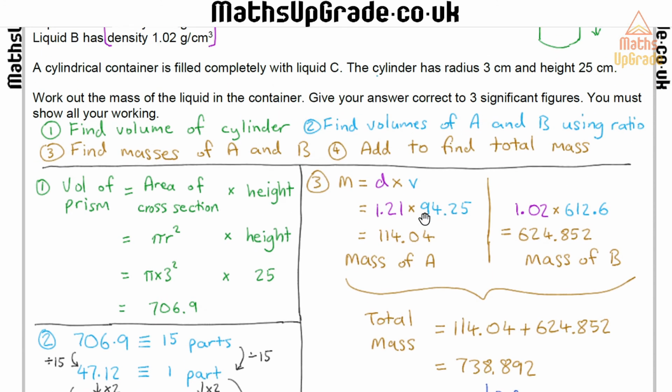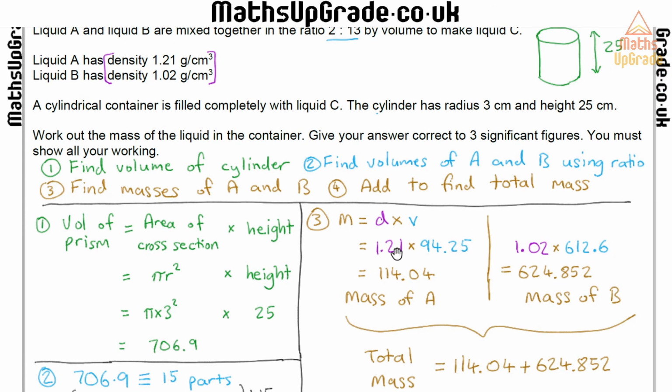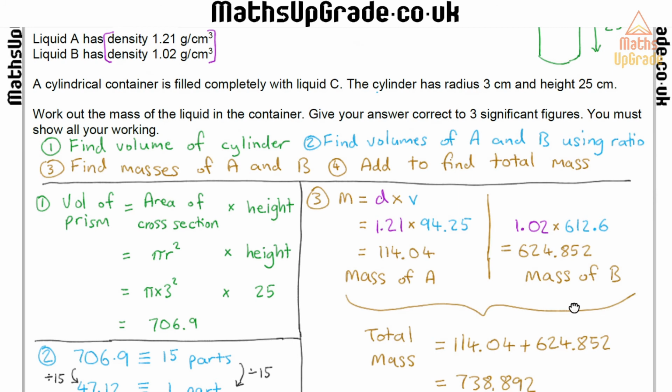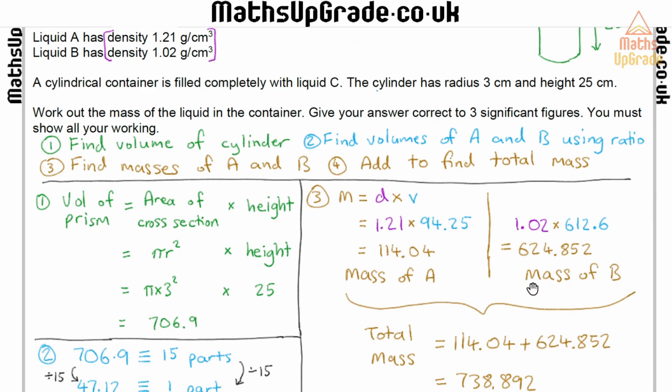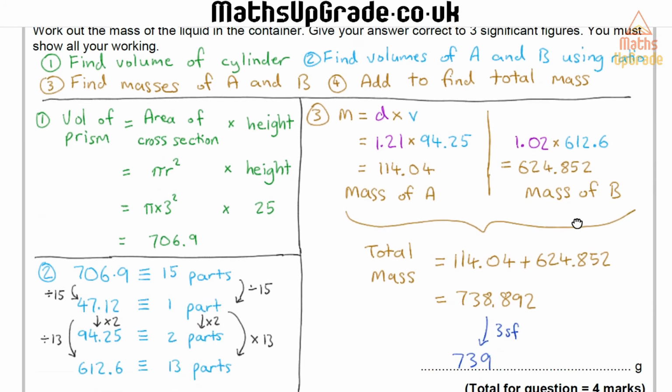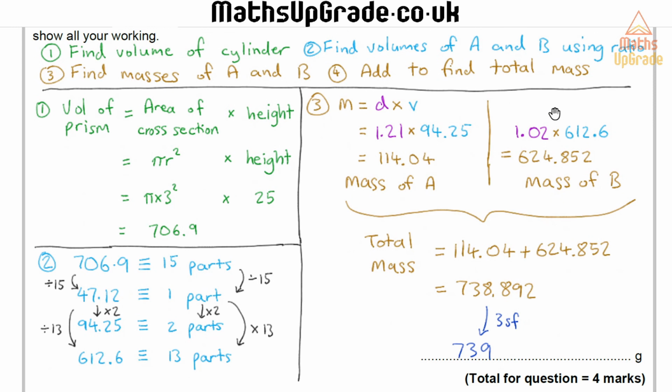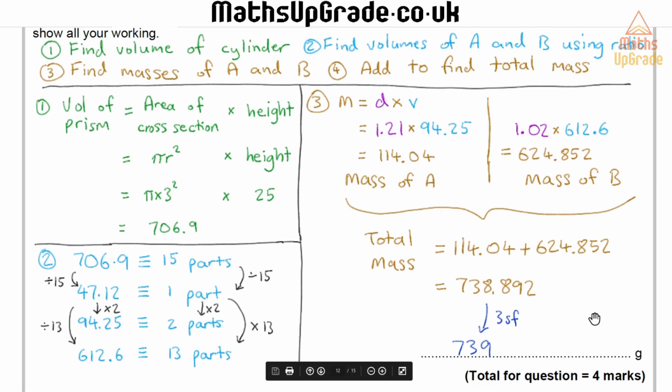Now I'm going to find the masses of A and B. Here's how I find the mass using this formula here, density times volume. Density of A times the volume of A gives me the mass of A. Density of B times the volume of B gives me the mass of B. Now to find the total mass, all I simply do is add these two individual masses together. And that gives me 738.892. Since I need to give it to 3 significant figures, my final answer would be 739.